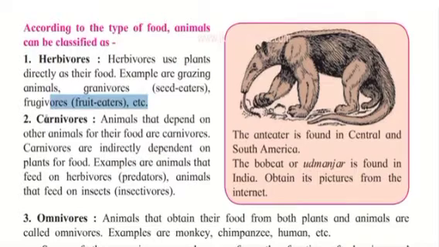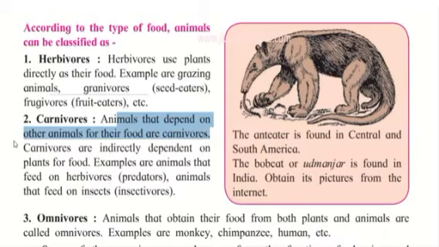Then we have the carnivorous. Animals that depend on other animals for their food are carnivorous. Carnivorous animals are indirectly dependent on plants for their food. Directly they don't eat plants, but they eat other animals that feed on plants. So indirectly they get the nutrients from plants into their body.